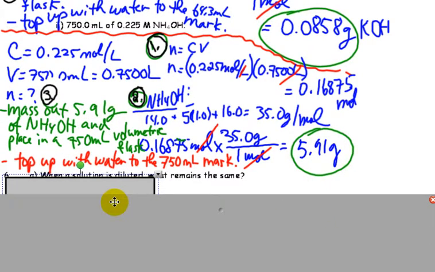And then just the verbal statements. Mass out 5.91 grams of ammonium hydroxide. Place it in a 750 mL volumetric flask. Then top up with water to the 750 mL mark.